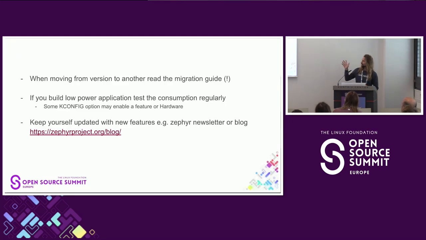A few points which we learned: when you migrate from one Zephyr version to another, read your migration guide, and don't do big steps, like from 3.1 to 3.7, because a lot of things are changing, and it can get messy again. If you build a low power application, check the Kconfig and measure the consumption regularly, because you can enable a feature and your power consumption goes up 3-4 milliamps and you don't know why, and maybe it's just a feature enabled with the UART. If you know it was only a small change in a commit, you know what it was. And also keep yourself updated with the newsletter, because there are always a lot of things coming in, and maybe you have an idea of what you need, but it's already part of upstream.